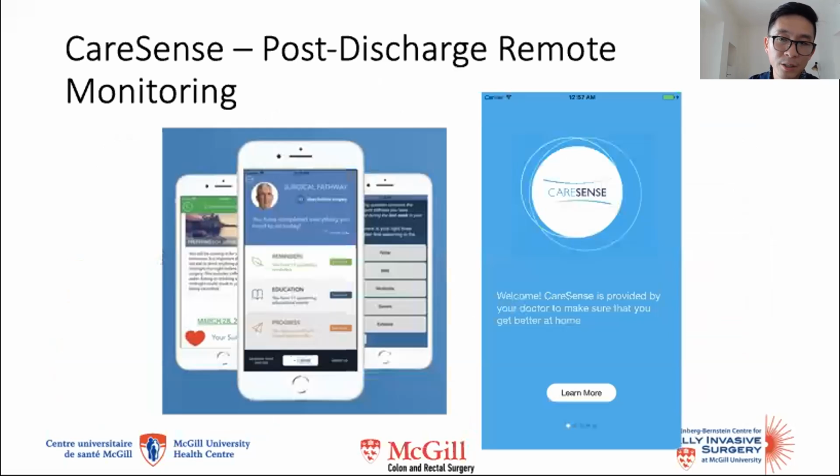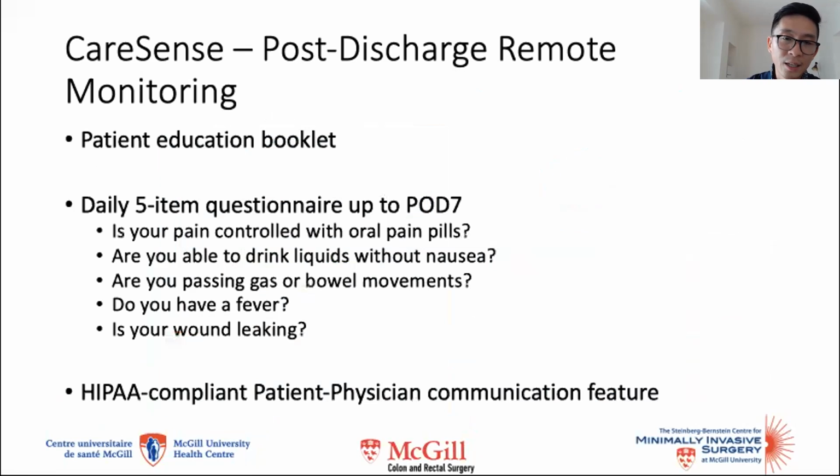So we here at McGill use something called CareSense. There's nothing specifically better or worse about this one. It's just the one that we decided to use. This is a new intervention where, for everyone who has a smartphone and undergoes colorectal surgery, we install this app on their phone. Within this app, we include our patient education booklet.